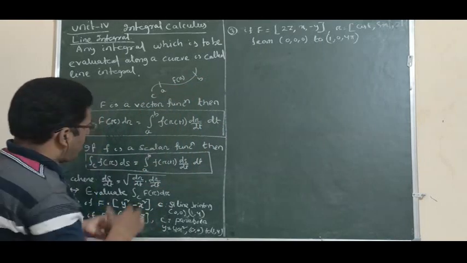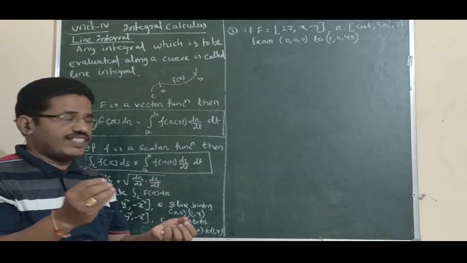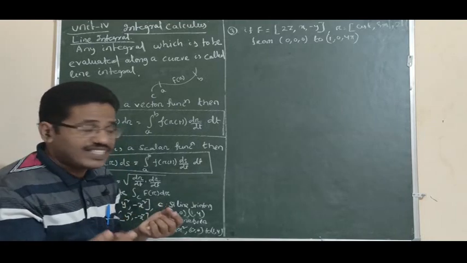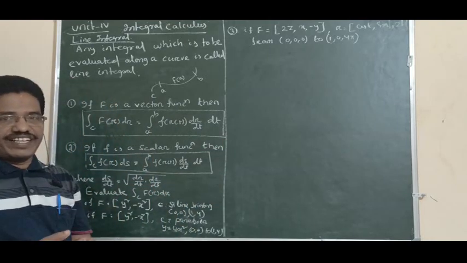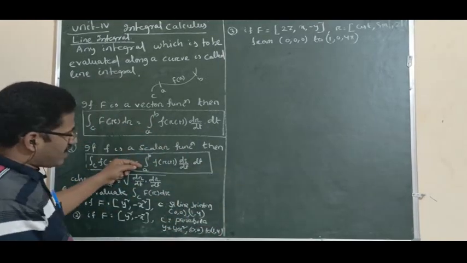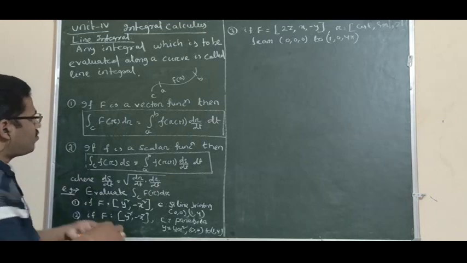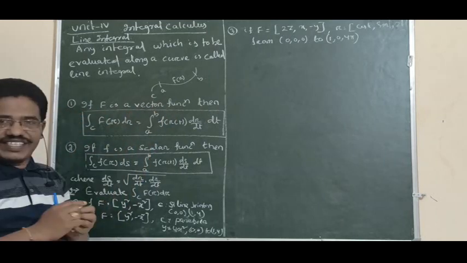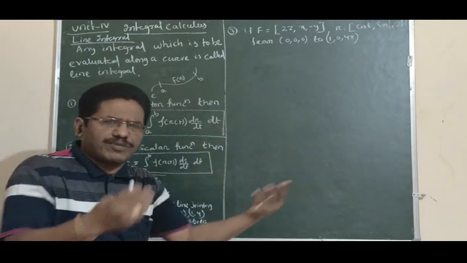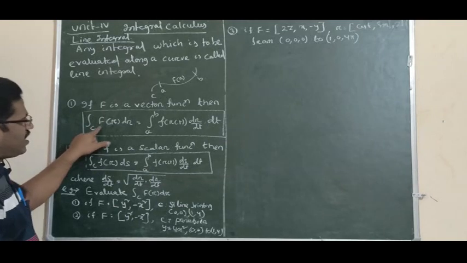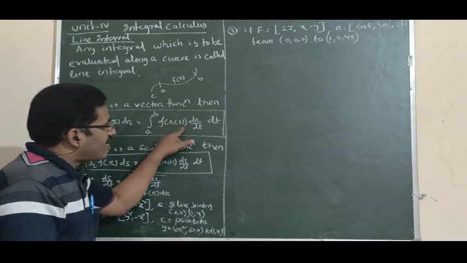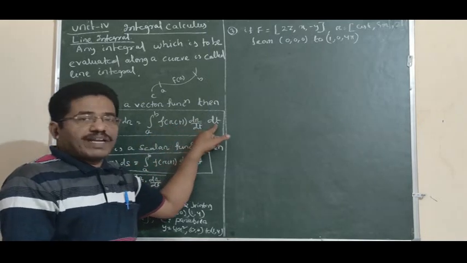There are two methods. If the function is a vector function, how to evaluate the line integral? If the function is a scalar function, how to evaluate the line integral? I have written two formulas. By taking these two formulas, we will solve some problems. The first one, if f is a vector function, then how to find the line integral over any curve C? Integration over C f of r dr equals integration a to b f of r of t dr by dt multiplied with dt.